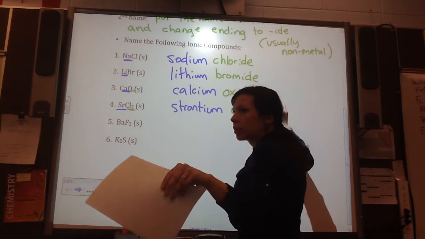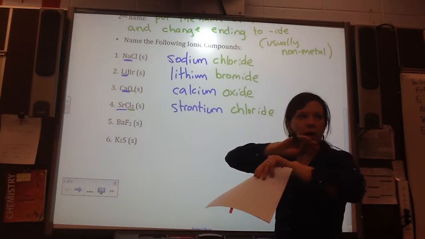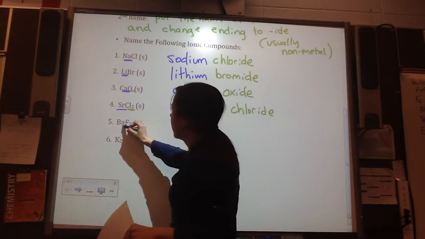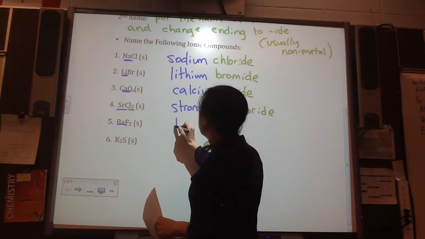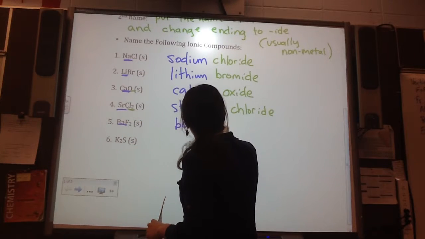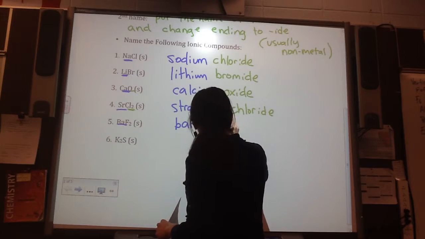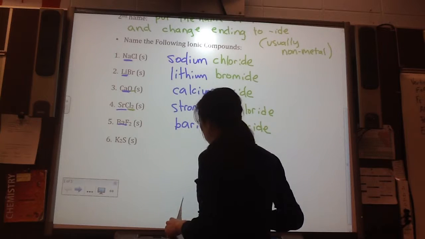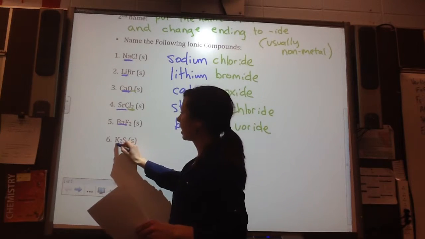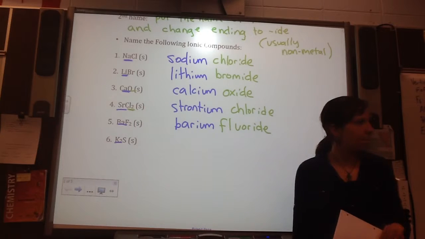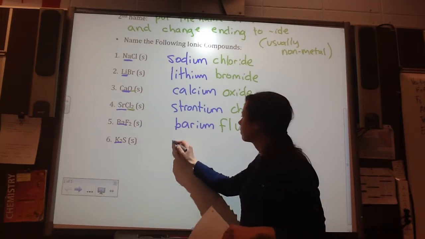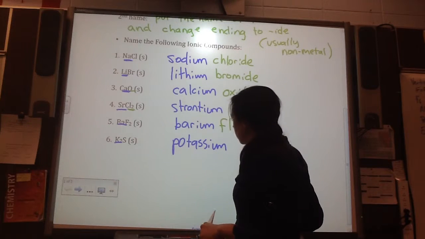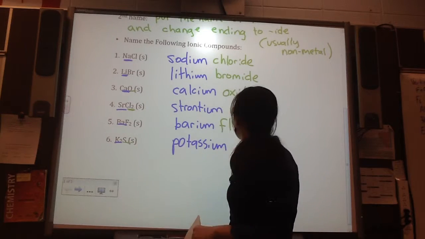I'll show you about the numbers in a minute, but for now, you just look at the element and add "ide" at the end. Next? Barium. Fluoride. Fluoride, yeah. Next, the K means potassium. And the next is sulfide.